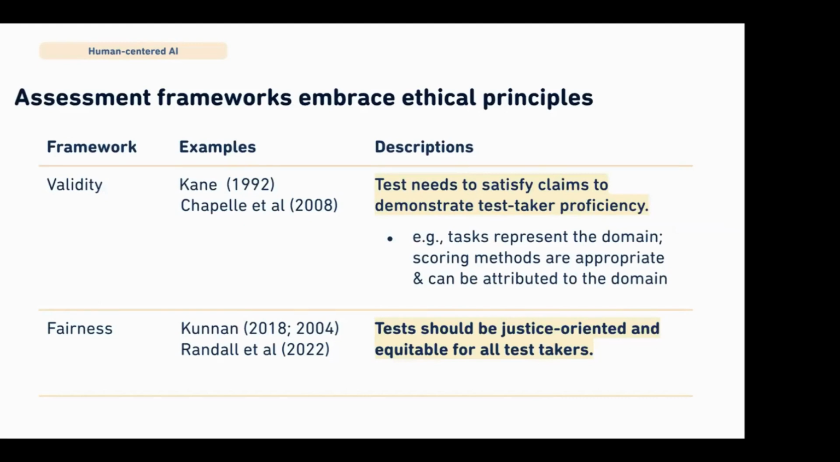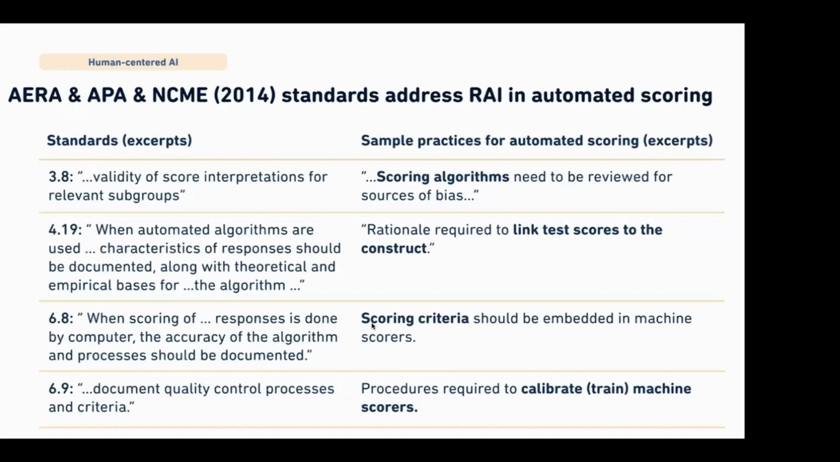So for instance, for validity, Kane and Chapelle, the fact that the test needs to satisfy the claims to demonstrate test taker proficiency. So validity arguments. This is an ethical principle that's embraced in testing, as well as fairness. The test should be justice-oriented and equitable for all test takers. So we're not really starting from scratch when we're thinking about responsibility, professional responsibility in assessment.